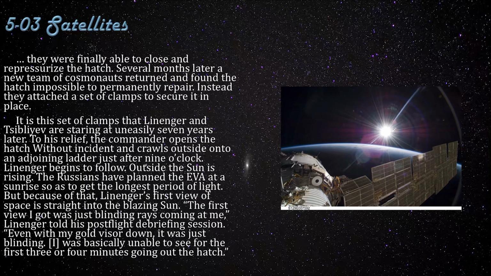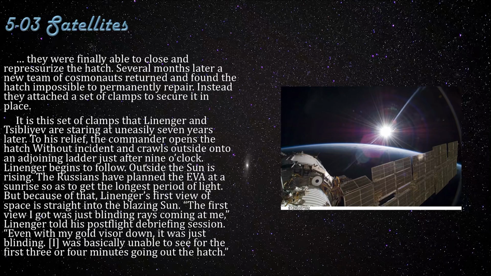It says they were finally able to close and repressurize the hatch. Several months later, a new team of cosmonauts returned and found the hatch impossible to permanently repair. Instead, they attached a set of clamps to secure it in place. It is this set of clamps that Leninger and Tisblev are staring at uneasily 7 years later. To his relief, the commander opens the hatch without incident and crawls outside onto an adjoining ladder just after 9 o'clock. Leninger begins to follow.